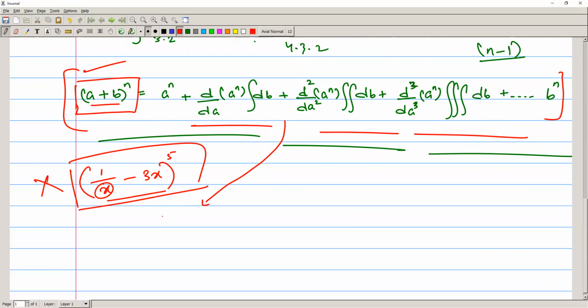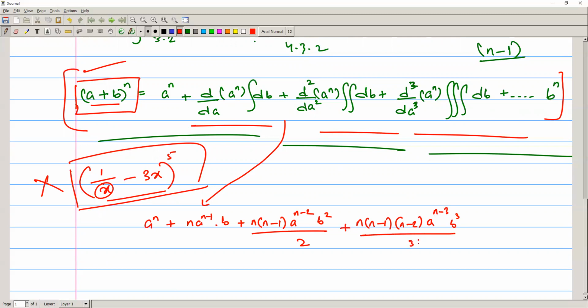And look here, what is going to happen? It's a^n plus, then we are going to get n times a^(n-1) times b. And then we are going to get n times n minus 1 times a^(n-2) b squared over 2, plus n into n minus 1 into n minus 2 times a^(n-3) b cubed over 3 factorial, and so on, right? So this is a new way of thinking or new way of looking at binomial expansion.